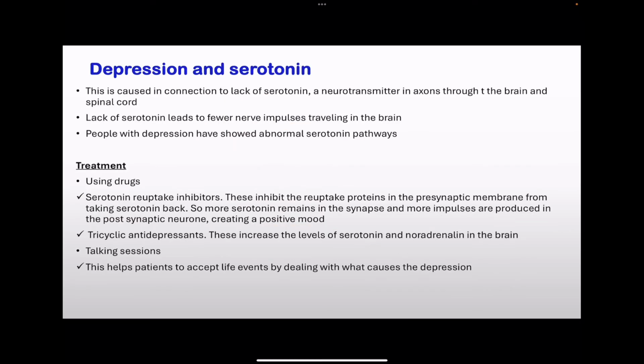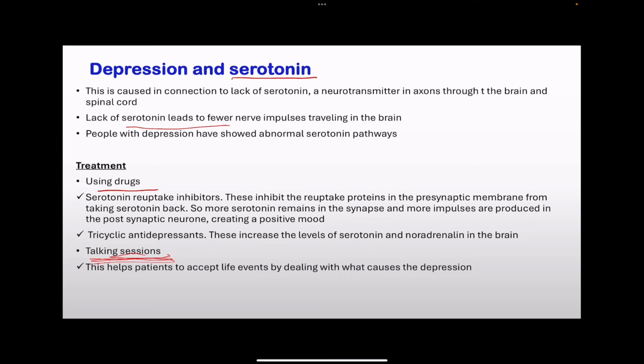The next one is depression and serotonin. Serotonin is a neurotransmitter in many axons within the midbrain as well as the spinal cord. When the body lacks serotonin, there are going to be fewer nerve impulses traveling to the brain, and sometimes people are going to experience symptoms like depression. This can be treated using drugs or by using talking sessions with a specific therapist.